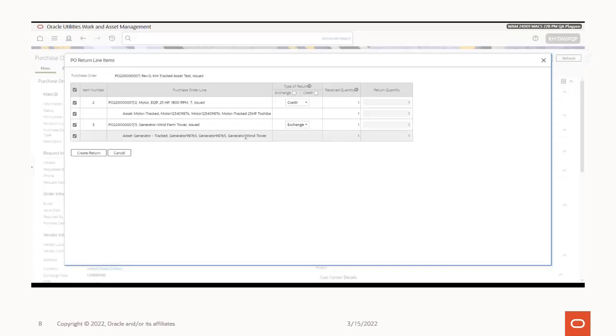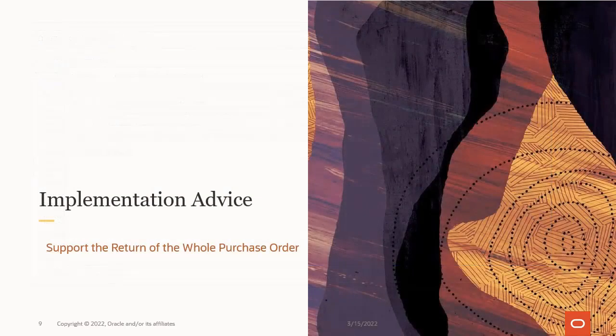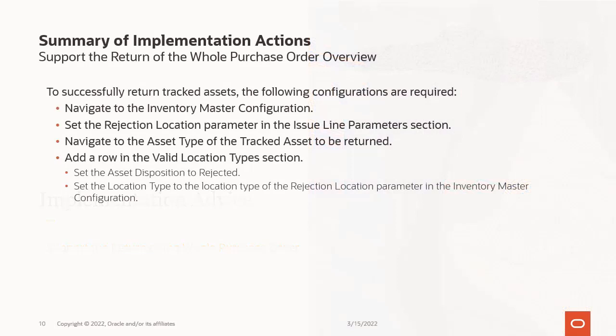That concludes the demonstration. Now let's review implementation advice for enabling this feature. In this section, we'll review what you need to consider before enabling this feature in your business and what you need to know to set it up properly. In order to properly process tracked asset returns, the rejection location specified on the inventory master configuration must be a valid location on the asset type of the tracked asset to be returned, as described here.